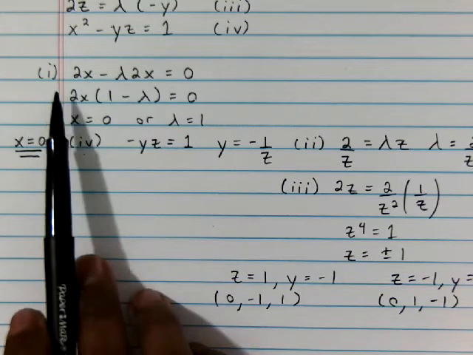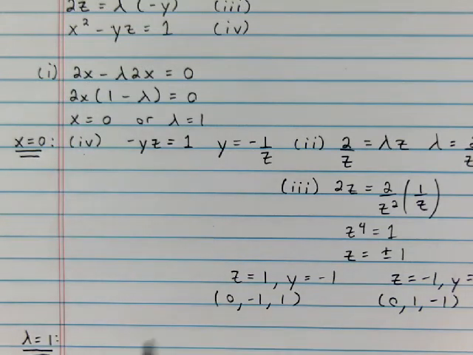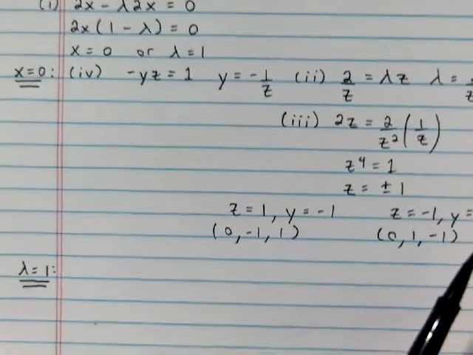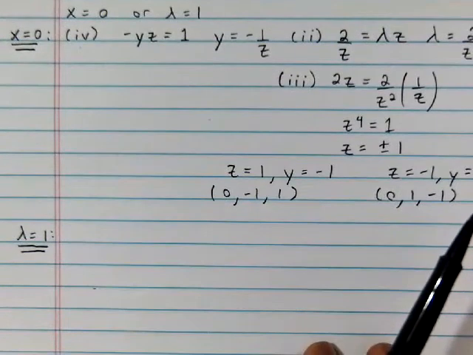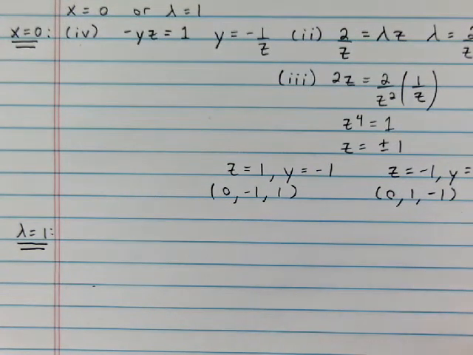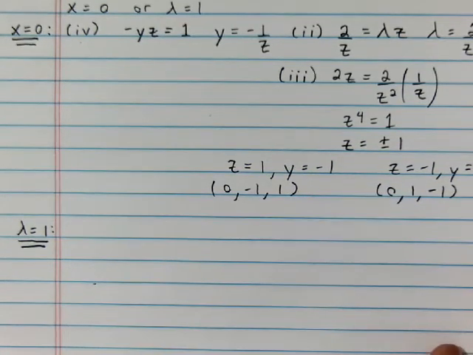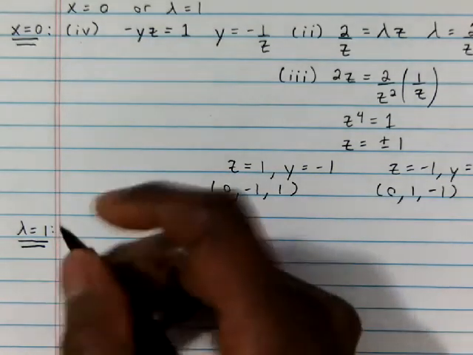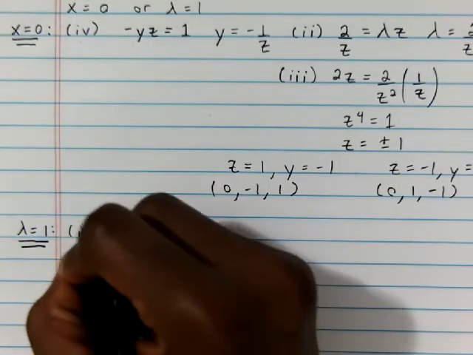Now, equation 1 also gave us lambda equals 1, so now we're going to address that and see what points we get from that. For lambda equals 1, we have three different equations with lambda in it. We've already used equation 1 though, so our only options are to use equation 2 or 3. Equation 4 doesn't have lambda in it, so there's nothing we can do there right now. So I'll start with equation 2.